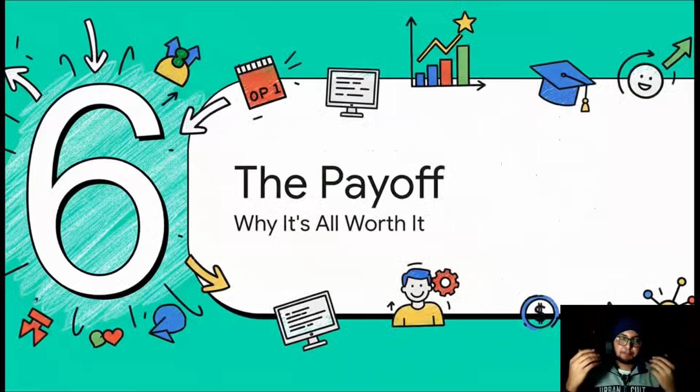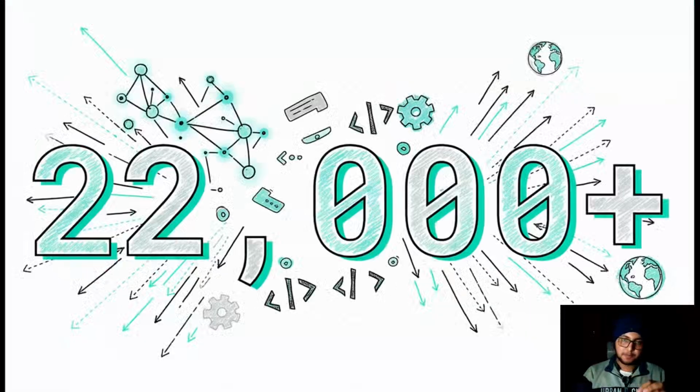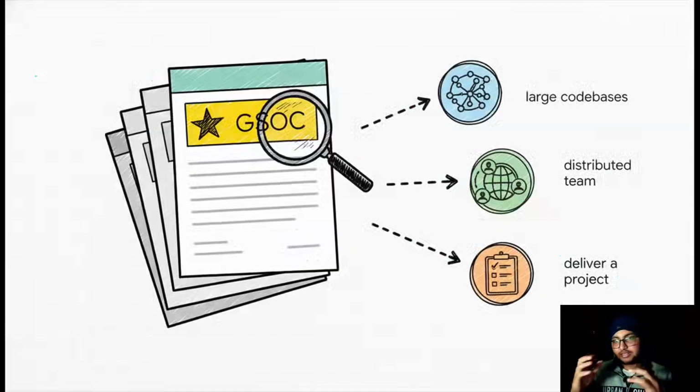Now what is the payoff that you will get after putting this much amount of effort and energy and time into GSoC? So you can understand from this huge number which you can see on the screen, which is 22,000. So this is the number of participants that have already contributed into GSoC in the past 20 years. So if you calculate it in 20 years, 22,000, that means around 1,000 participants are participating in Google Summer of Code every year.